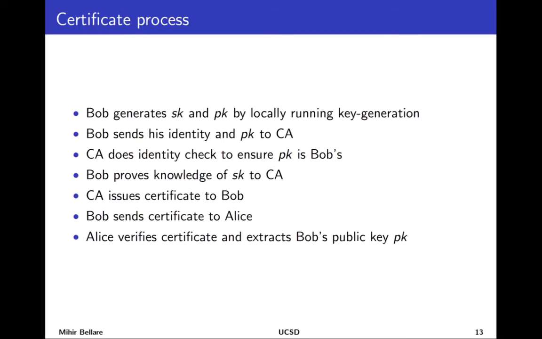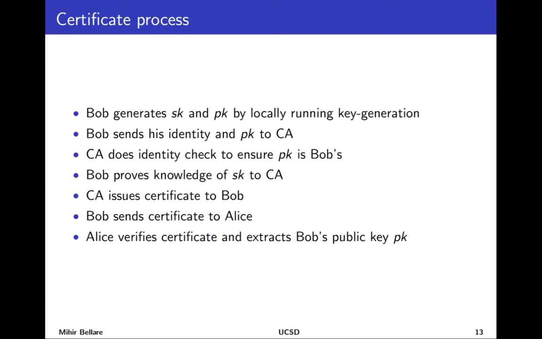So now let's see how the whole process works. What is a certificate and how do you get it? The process begins with Bob generating his keys. So he does that locally on his machine by running some key generation algorithm. Now he has a public key and he wants to have it bound to his identity. So he sends it not directly to Alice, but to a certificate authority like Let's Encrypt.